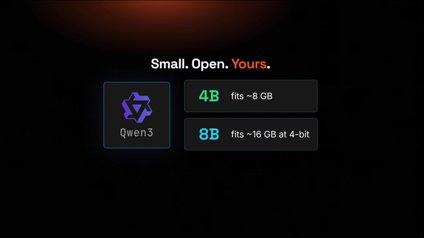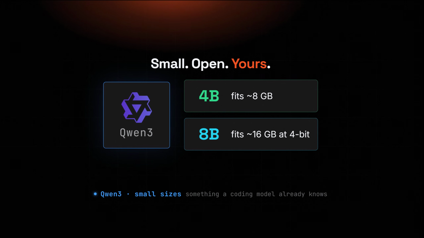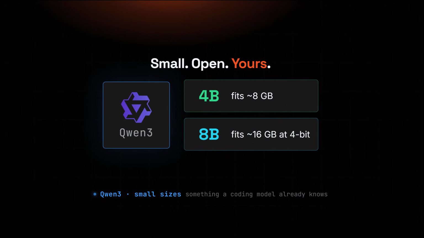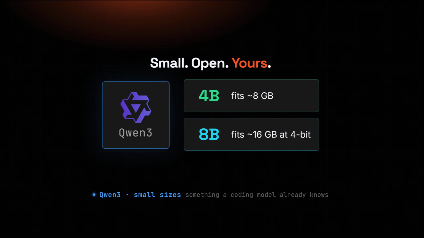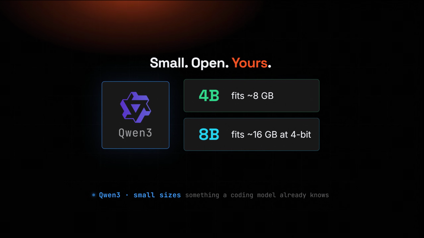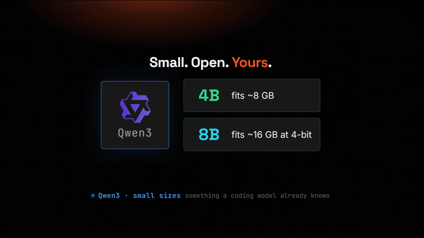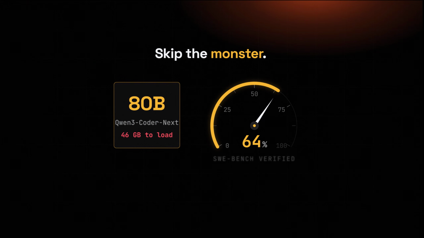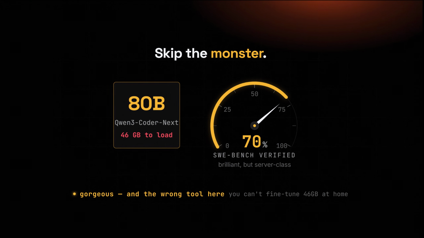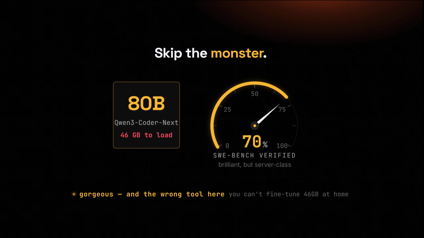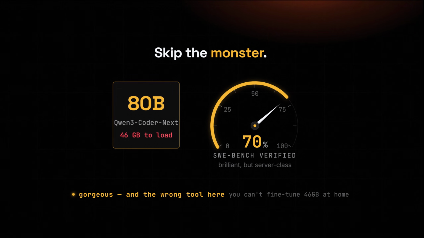The base model is the clay. Go small and go open. A 4 billion or 8 billion parameter coding model, something like Qwen3 in the small sizes. Small matters here. A 4-bit 8 billion model fits a 16 gig card, and a 3 or 4 billion model squeezes into 8 gigs. There is a monster at the top of this family, Qwen3 Coder Next, 80 billion parameters, scoring 70% on SWE-bench.